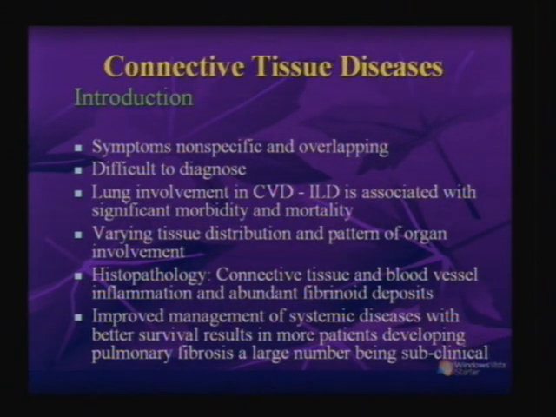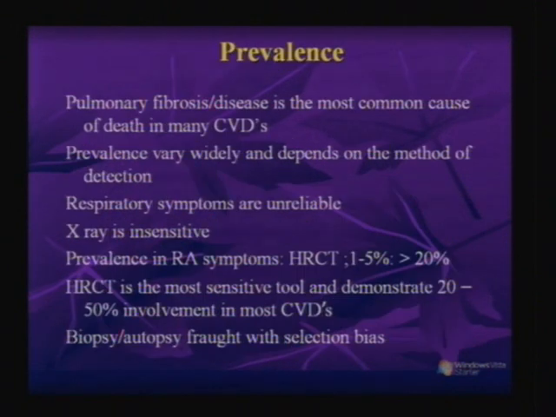Lung involvement in CVD-ILD is associated with significant morbidity and mortality, and there is a varied tissue distribution and pattern of organ involvement. In the histopathology, connective tissue and blood vessel inflammation and abundant fibrinoid deposits are there. Because of improved management of systemic diseases with better survival, more patients are developing pulmonary fibrosis, and a large number of these patients are still subclinical.